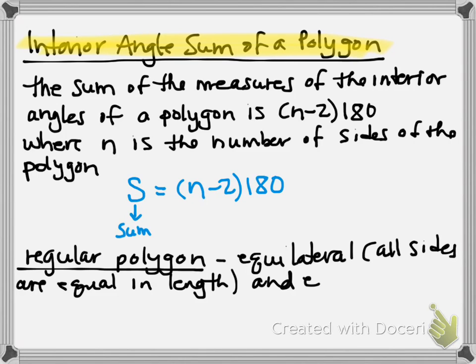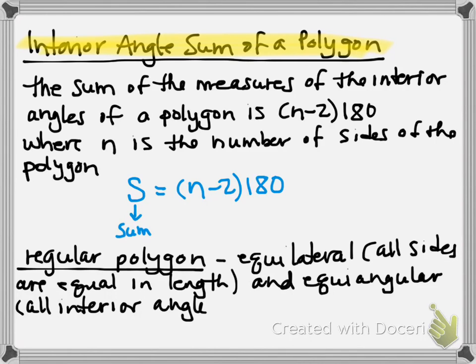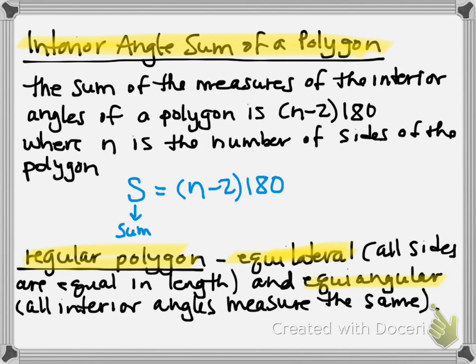And equiangular. All interior angles measure the same. Okay, so a regular polygon is equilateral, with all sides equal in length, and equiangular, all interior angles measure the same. Now you should have heard of equilateral in the past, but you may not have heard of the word equiangular. Okay.